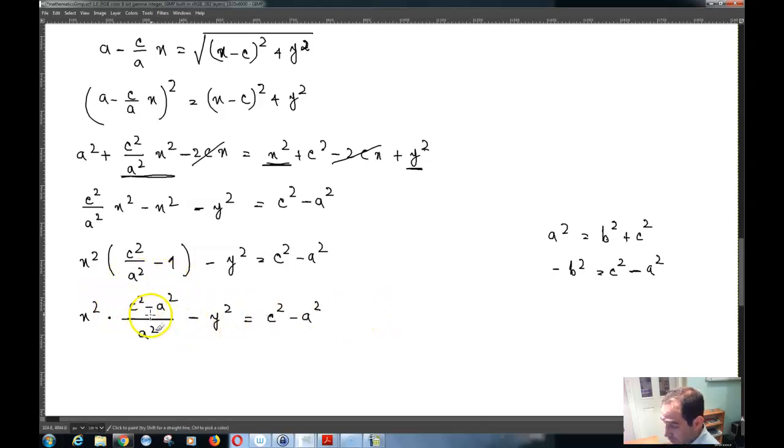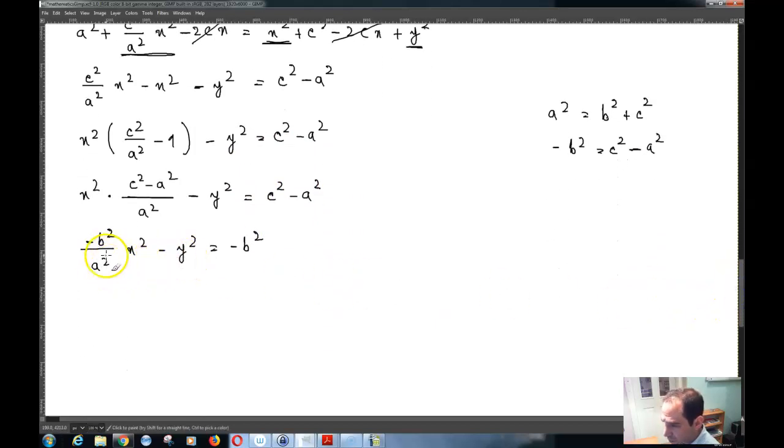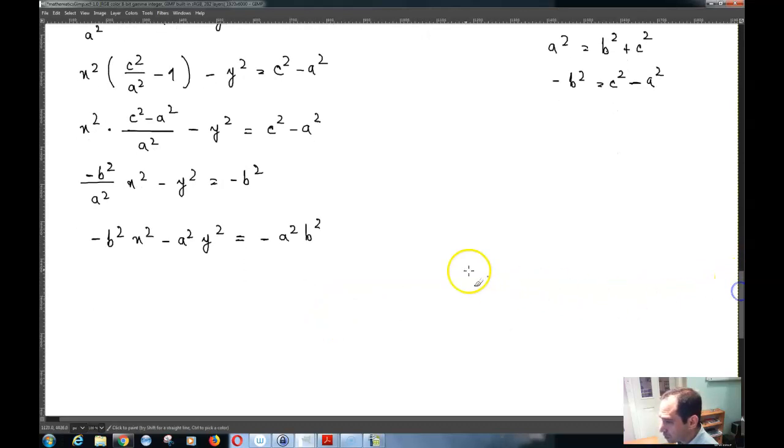So over here I can write negative b squared by a squared times x squared minus y squared is equal to negative b squared. And so if I multiply by an a squared to get rid of this in the denominator, I get negative b squared multiplying by a squared times x squared minus a squared times y squared is equal to negative a squared b squared.